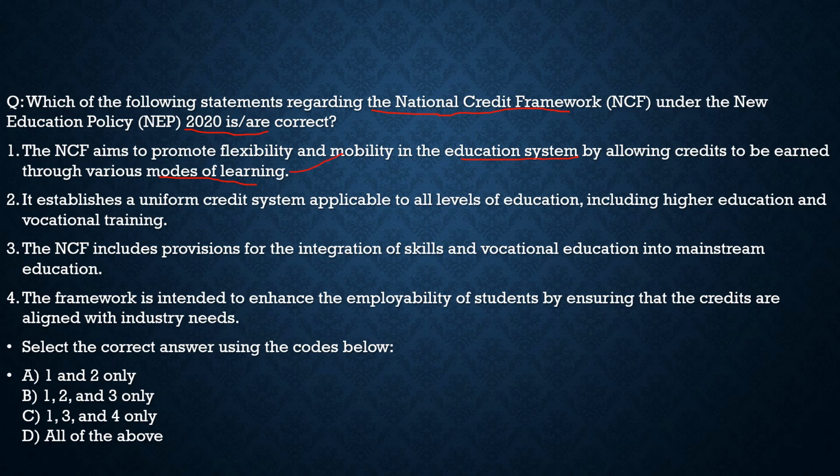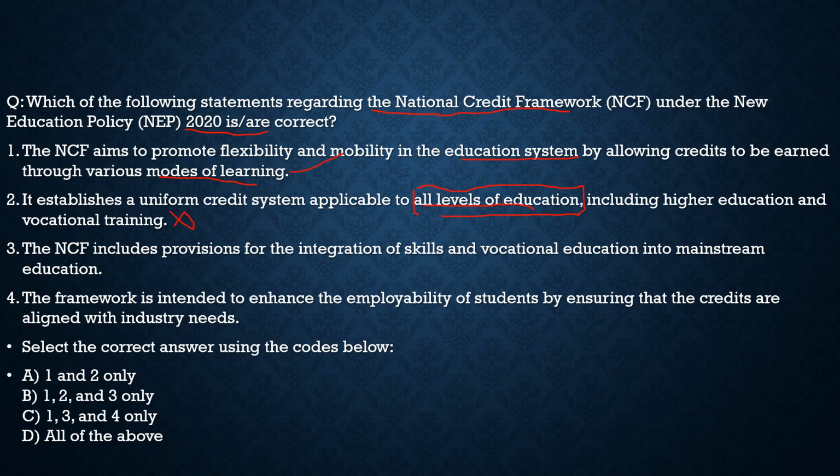Statement 2, it established a uniform credit system applicable to all levels of education, including higher education and vocational training. This statement, if we look at it in detail, seems correct, but it seems incorrect because it says it established a uniform credit system applicable to all levels of education. This "all levels of education" is something which can be incorrect here. And also "including higher education and vocational training", it does not include vocational training in it or other curricular activities, so this statement is incorrect.